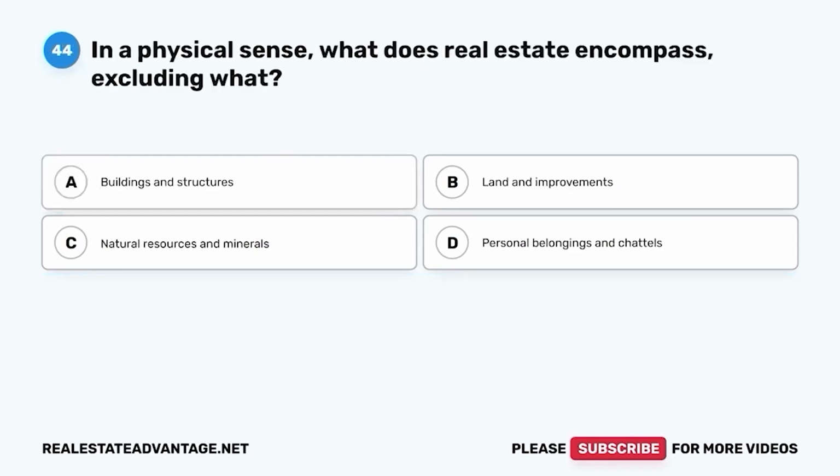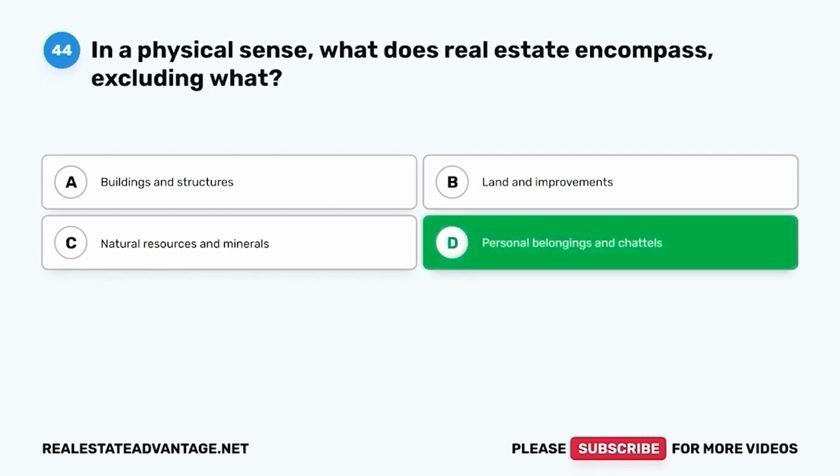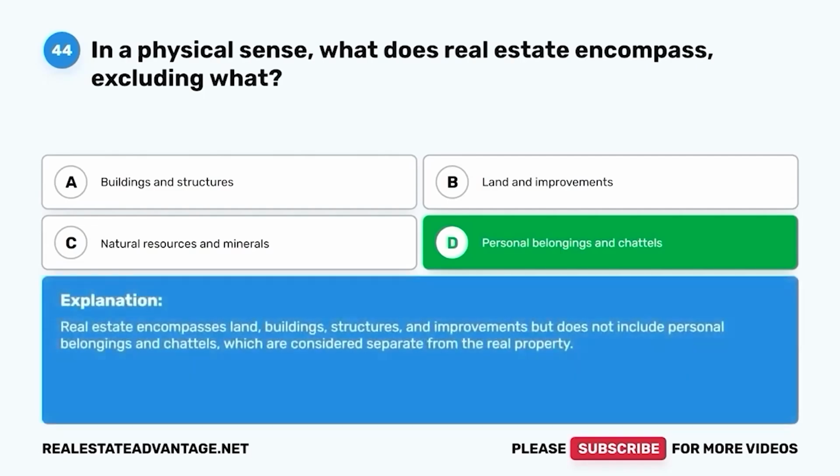Question 44. In a physical sense, what does real estate encompass, excluding what? A. Buildings and structures. B. Land and improvements. C. Natural resources and minerals. D. Personal belongings and chattels. The correct answer is D. Personal belongings and chattels. Real estate encompasses land, buildings, structures, and improvements, but does not include personal belongings and chattels, which are considered separate from the real property.